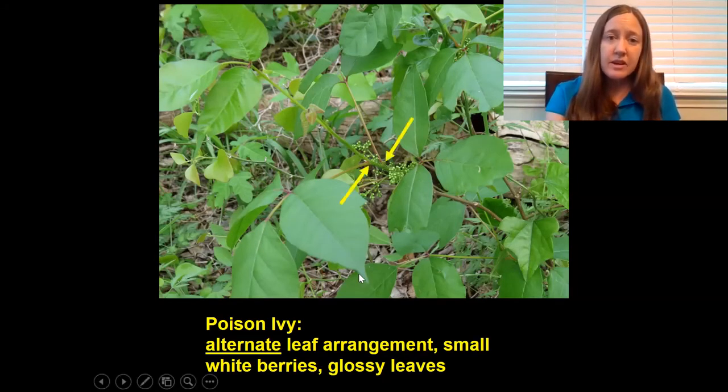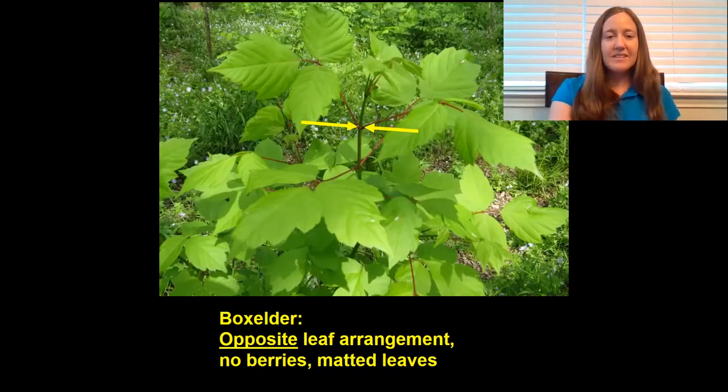But you can kind of see here where the arrows are, we've got one leaf coming out here, another one coming out here. These are alternating up the branch. Box elder has an opposite leaf arrangement. You can see the arrows here, oppositely arranged. They don't have berries, but then again, poison ivy may not have berries depending on the time of year that you see it. They also have slightly more matted leaves than poison ivy, but look for that leaf arrangement. That's going to be key. If it's compound trifoliate but oppositely arranged, then you know it's not poison ivy.